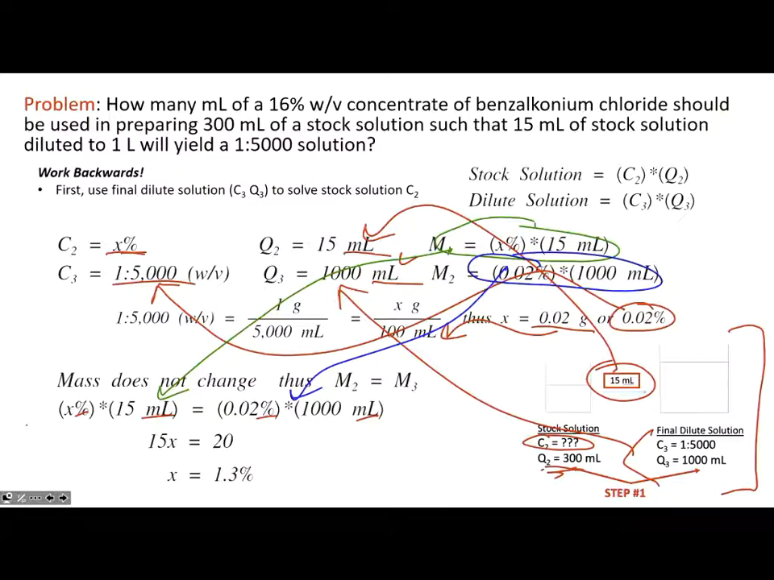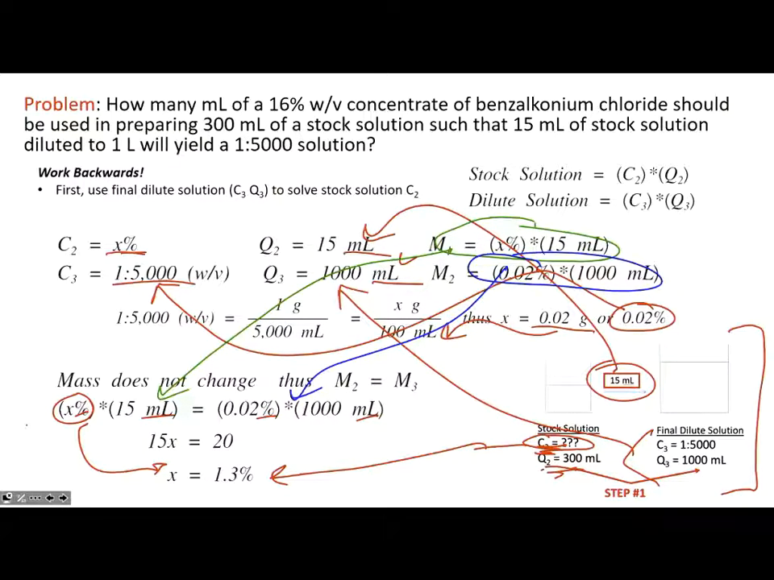What's 15 times X is 15X. What is 0.02 times 1,000? That's 20. So 20 divided by 15 gives me 1.3. And remember, my X was in a percent. So we just solved that my stock solution concentration. Remember, what was I solving for? I was solving for that concentration right there. I know that stock concentration now. Its concentration is 1.3%.